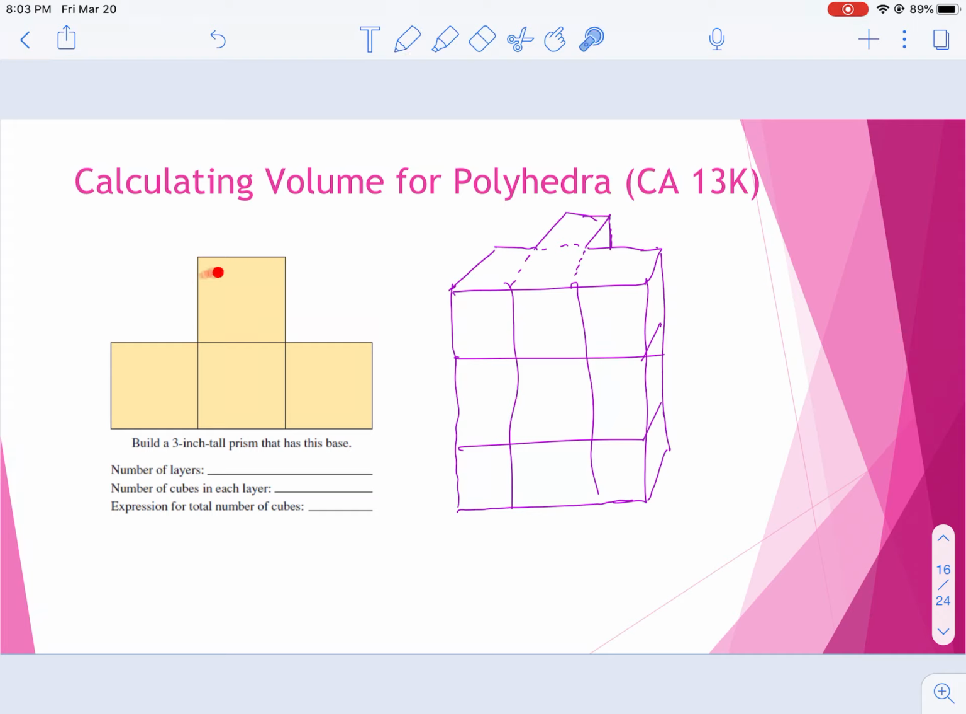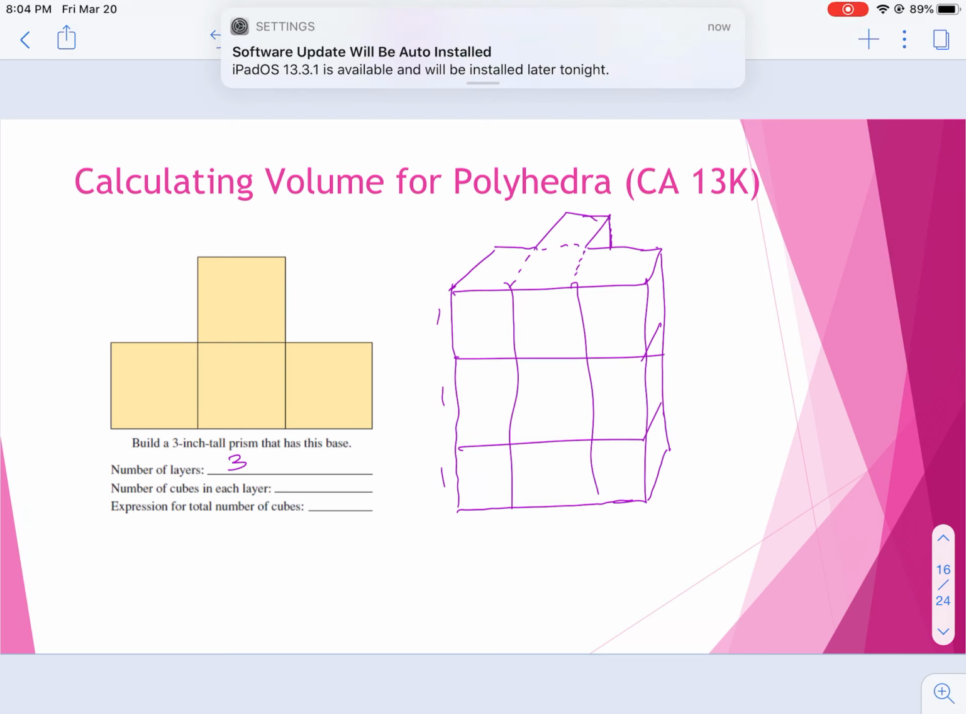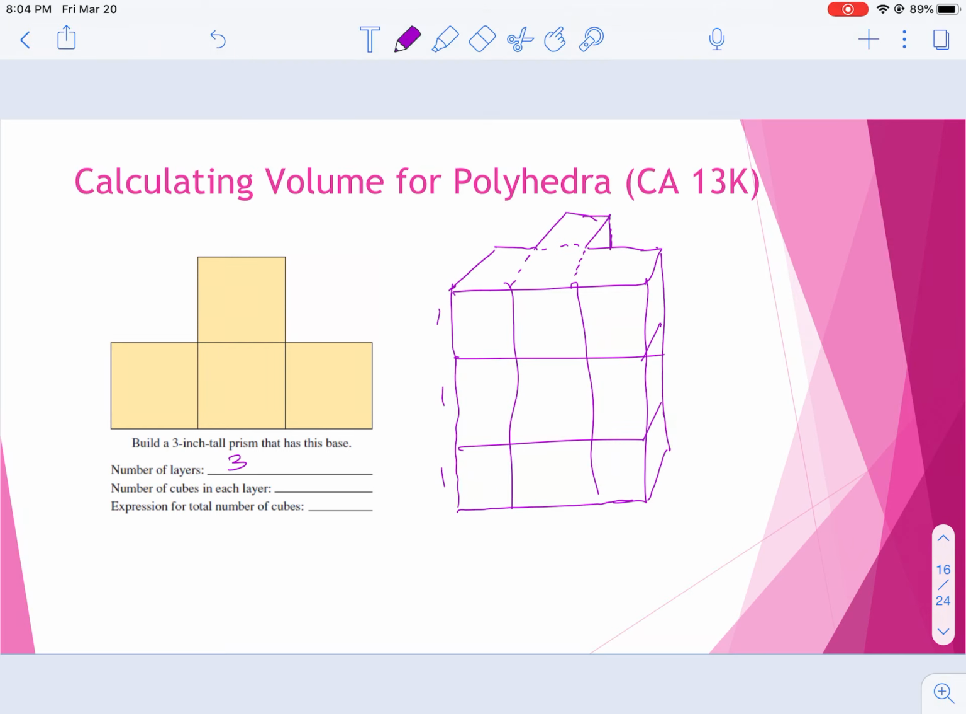Taking this shape as the base, you can see the top base here. You can imagine the bottom base would be similar down here. So how many layers does a 3-inch tall prism have if these are 1-inch cubes? Well, there are 3 layers, right? 1-inch cube, 2-inch cube, 3-inch cube. So this would be a total of 3 inches tall.